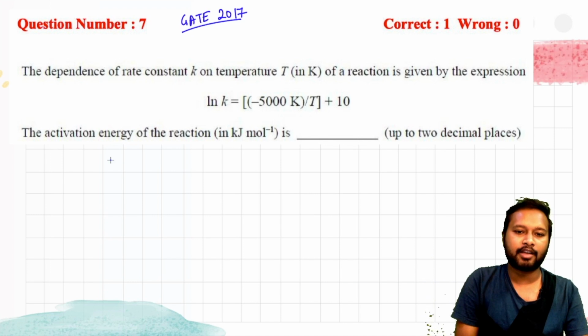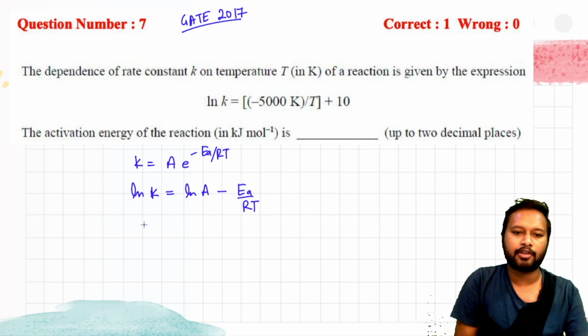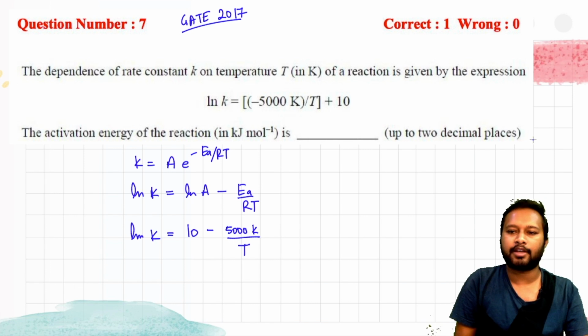So you know that in the Arrhenius equation we have K is equals to A e to the power minus EA upon RT. If you take ln both sides, it will become ln K is equals to ln A minus EA upon RT. The given equation is ln K is equals to 10 minus 5000 K upon T. Okay, so now you can compare both these equations. This K is actually the unit given to you, just to make you understand that this is also in Kelvin, so that's why they can be divided.